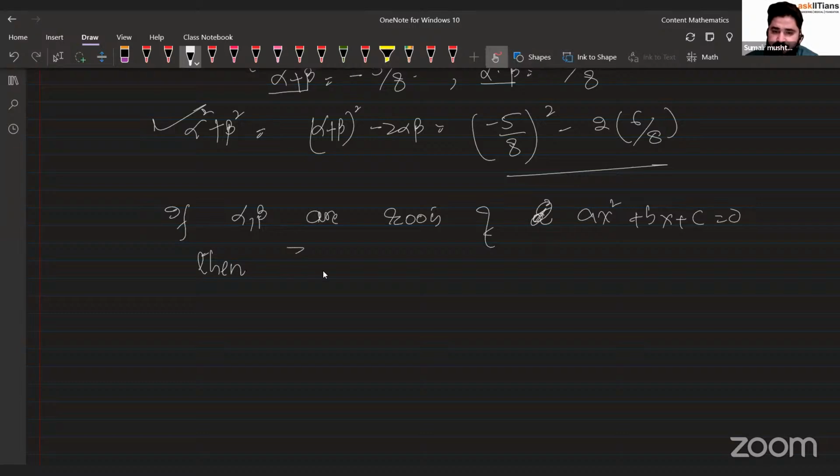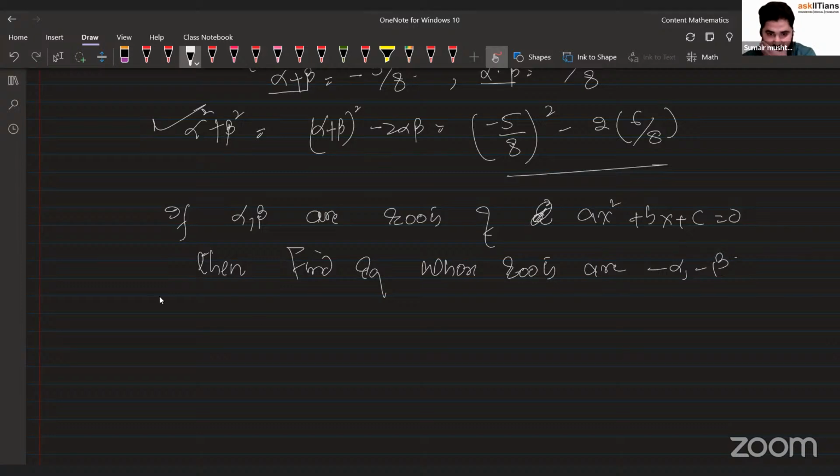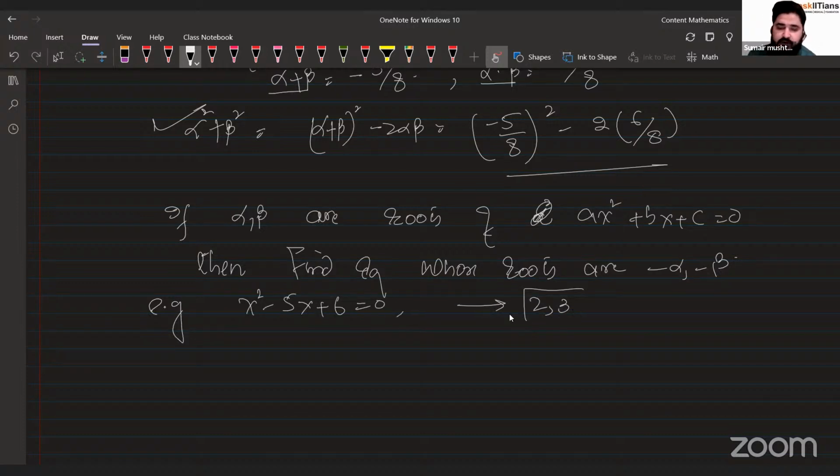find the equation whose roots are, let us suppose, negative alpha, negative beta. For example, I have a quadratic equation x square minus 5x plus 6 is equal to 0. You know its roots are 2 and 3, right? You have to find the quadratic equation whose roots are negative 2 and negative 3. Clear? See what you need to do. Just change the sign of one of the coefficients and your job is done.